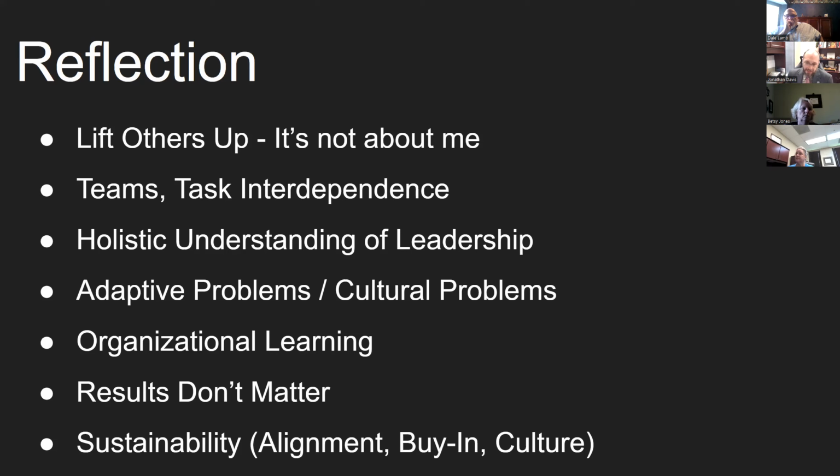And then I think that important to any sustainability model is alignment with organizational goals, strategic plan, leader vision, buy-in with all stakeholders, and then culture.